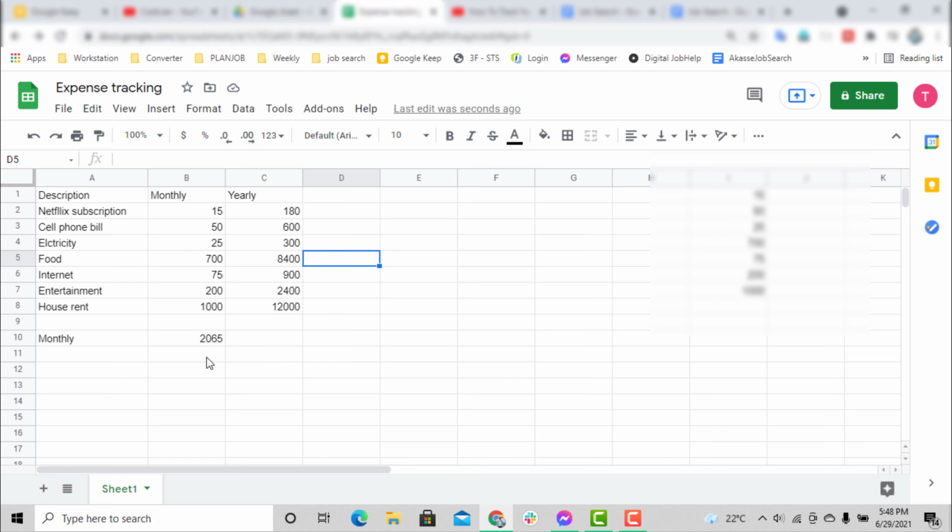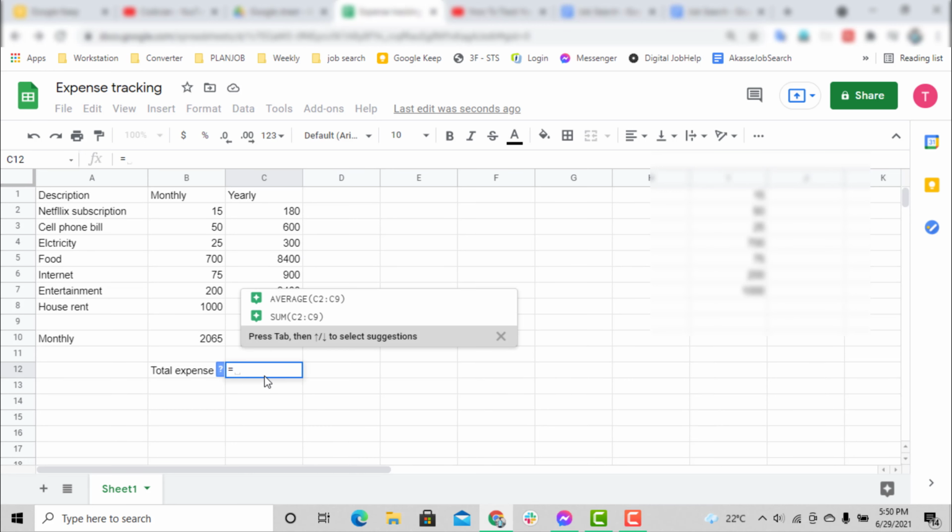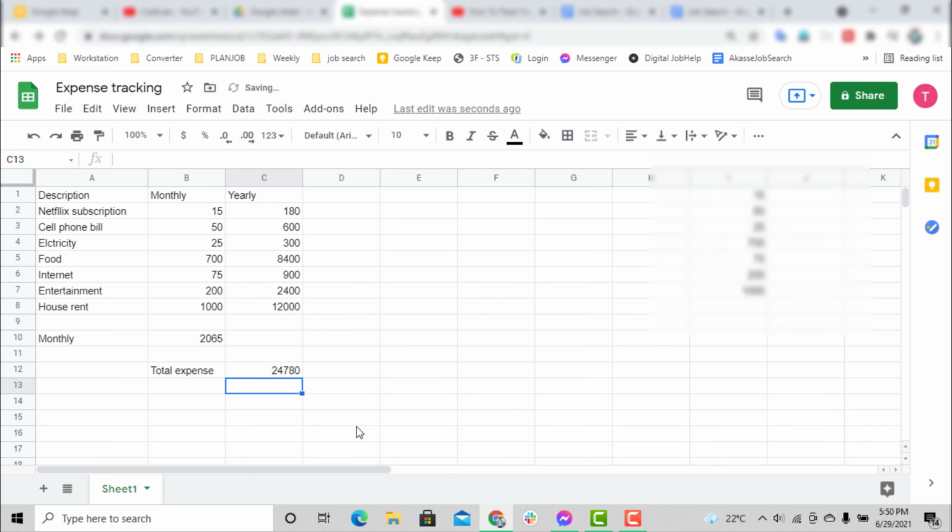So for the yearly expenses throughout the year, to get the total expense for the year, we have to add all of these numbers, because each of them is for a year. So if I sum up all of these numbers together, I use C2 to C9, and if I enter, this is the number that I spend throughout the year.